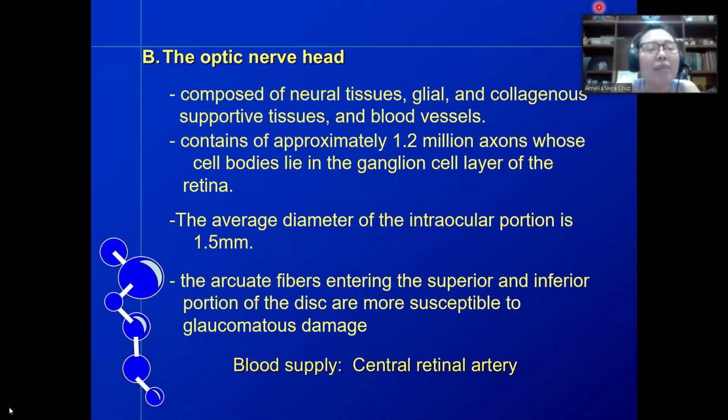In a glaucoma patient, you have to examine first the superior and inferior borders. Usually, the defect will start from that area, the nicking, the optic nerve nicking, the nicking of the border of your optic nerve cup. The blood supply of your optic nerve is your central retinal artery.